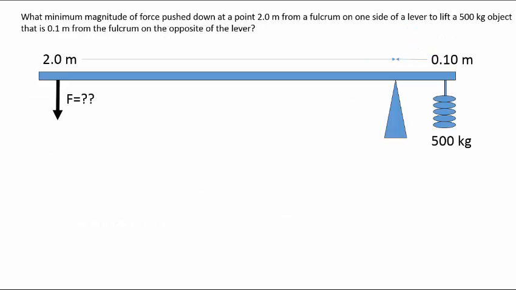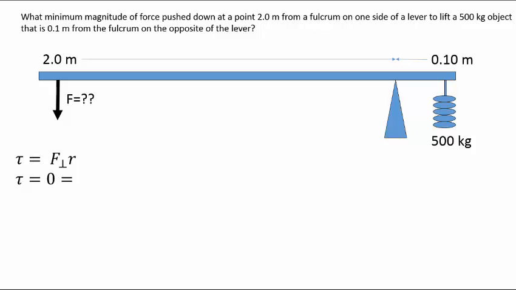What is the minimum magnitude of force required to push down at 2 meters from a fulcrum on one side of the lever to lift a 500 kilogram object that is 0.1 meters from the fulcrum on the opposite side of the lever? This is an example of a linear torque problem, and we solve it basically the same way.